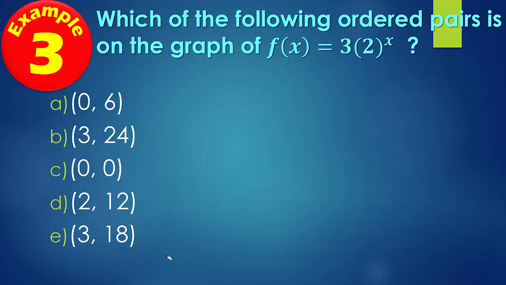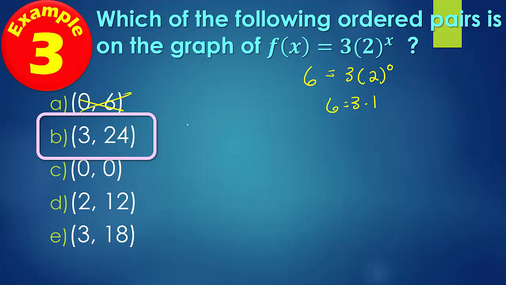All right, which of the following ordered pairs is on the graph of f of x equals 3 times 2 to the x? This is just as simple as plugging in and seeing if it works. So I could plug in, for example, 0 for x, and this for y. 3 times 2 to the 0 power. Remember, anything to the 0 power is 1. Does 6 equal 3 times 1? No. Again, you go through each one like that.